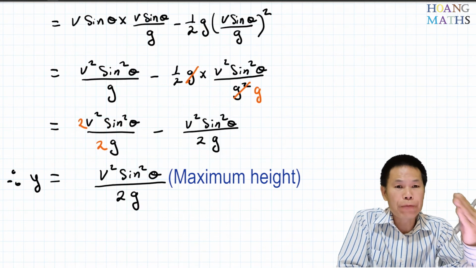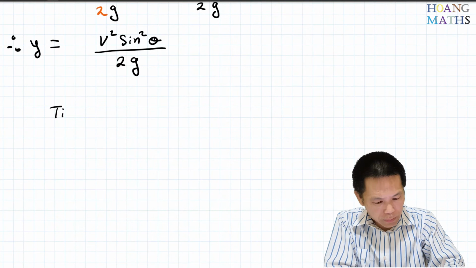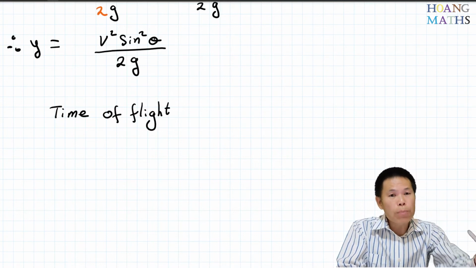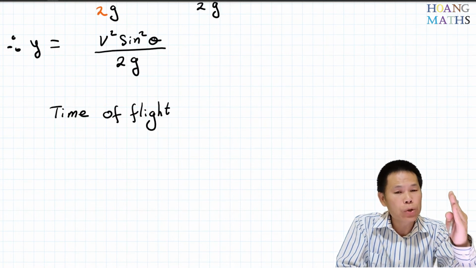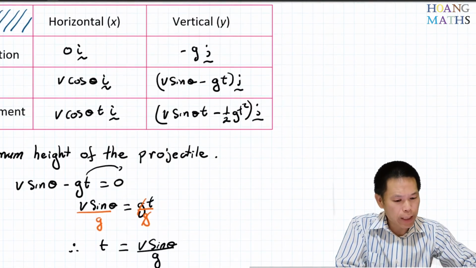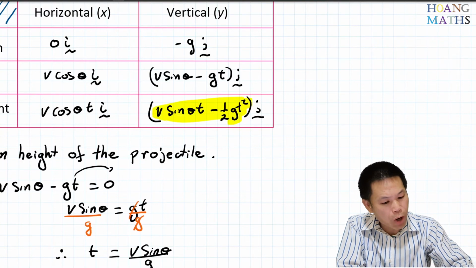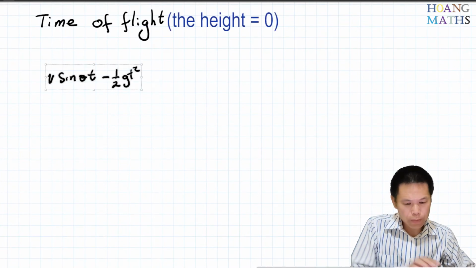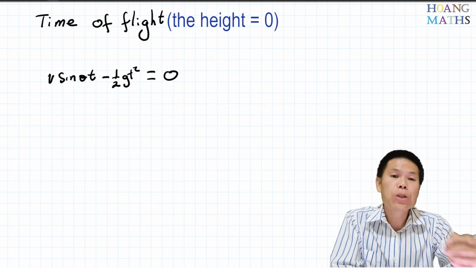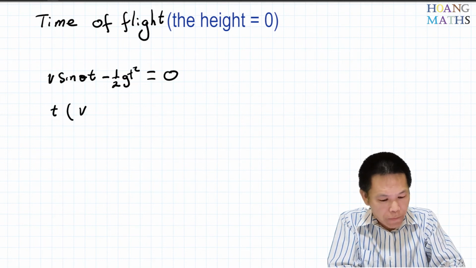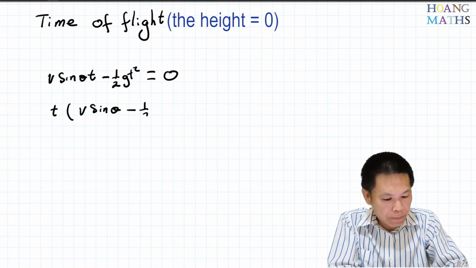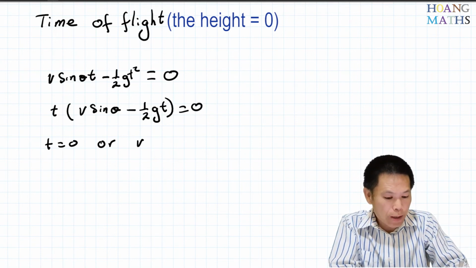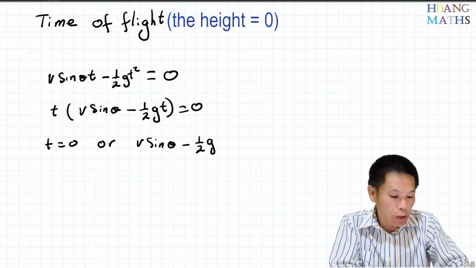Now, to work out the time of flight of the projectile, I just write this here. Time of flight means when the particle actually drops on the ground. In other words, the y component of displacement is equal to 0, okay? So the displacement is here. This means the y component, the vertical component, is equal to zero. So we take the t out. That will give me v sin theta minus a half g t is equal to zero. Therefore, t is equal to zero or v sin theta minus a half g t is equal to zero.